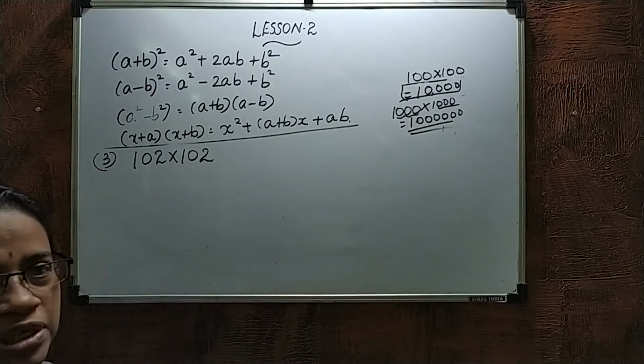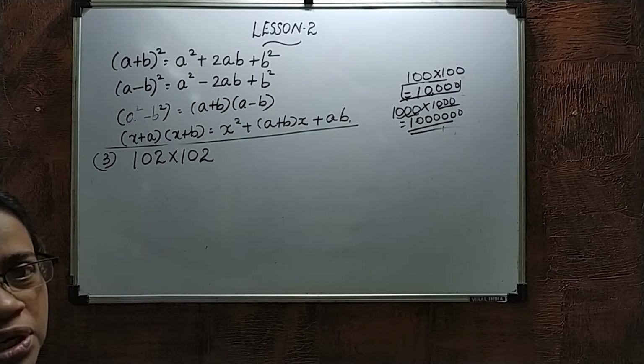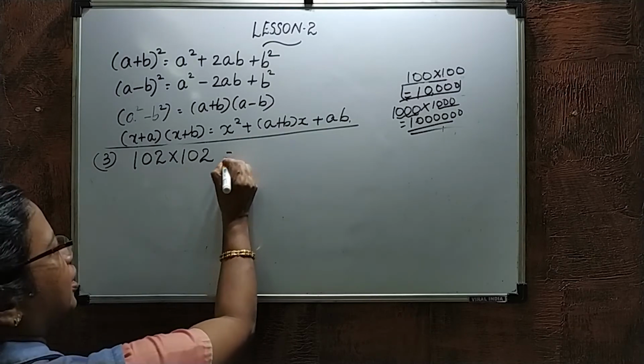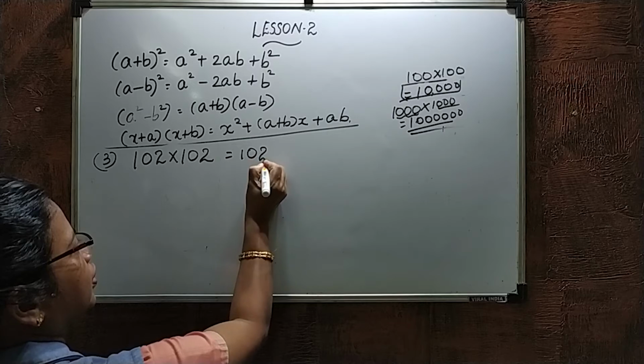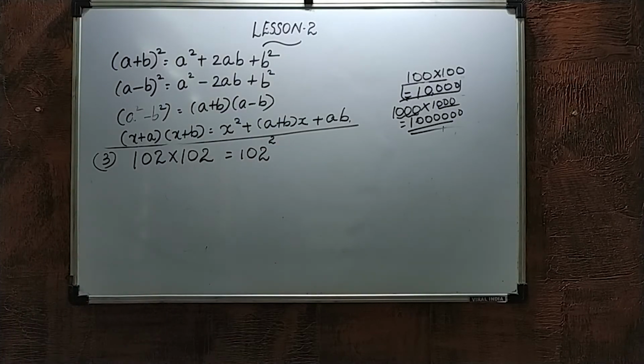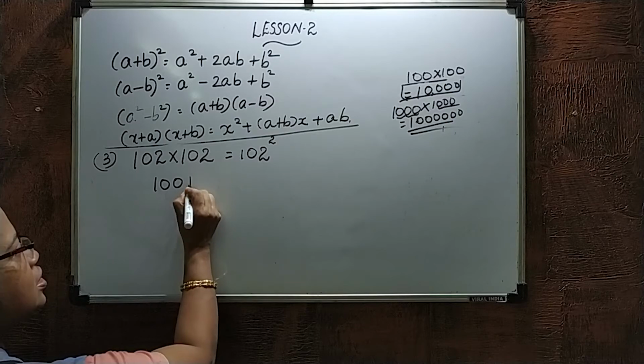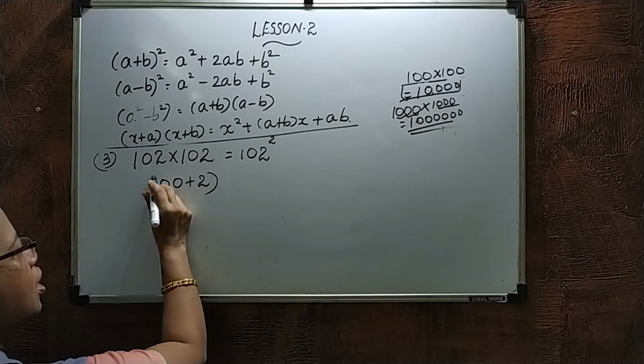Now the third question is 102 into 102. So what can you say? We can write it as 102 square. Right? Yes or no? Yes. So 102 square can be written as what? 100 plus 2 the whole square.